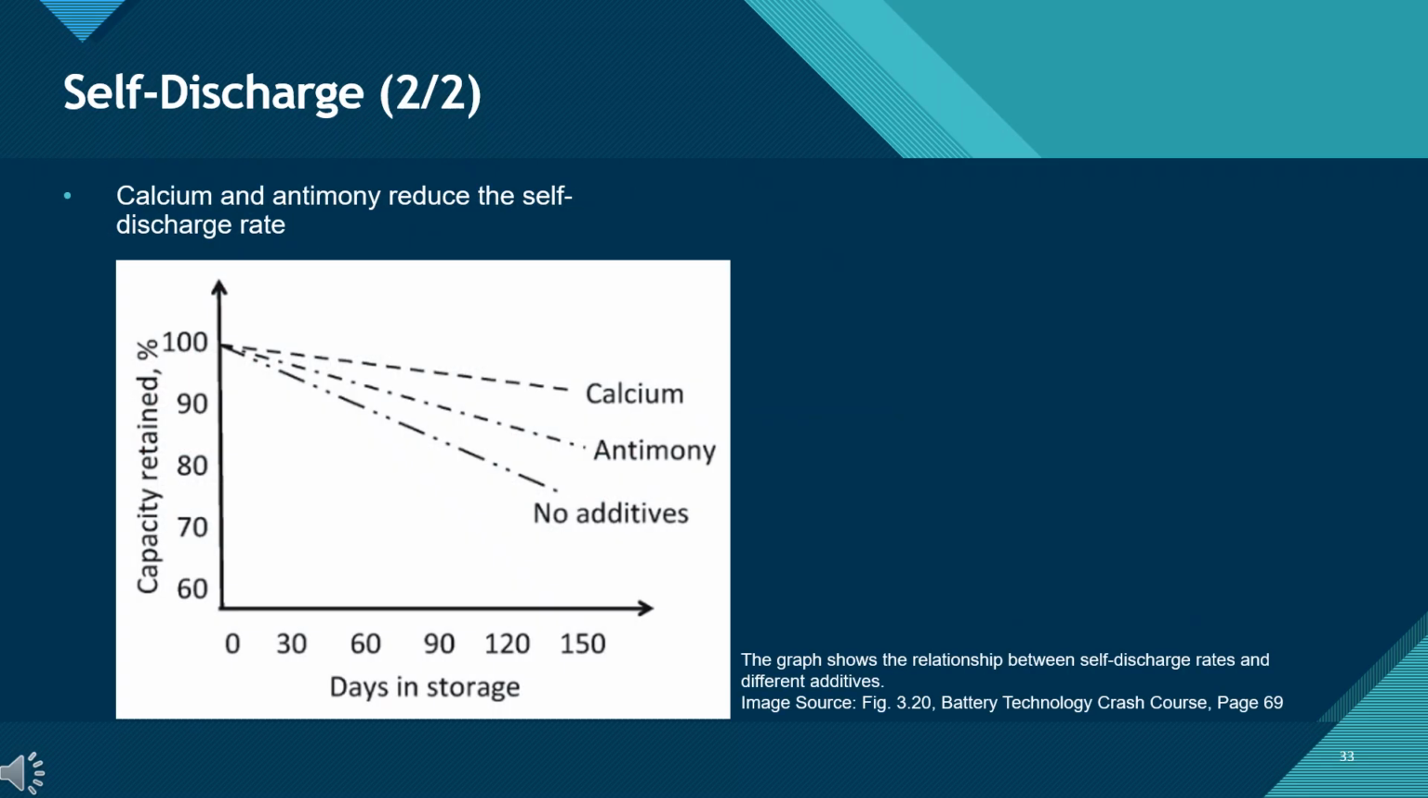In this slide about self-discharge, we see how additives like calcium and antimony can reduce self-discharge in lead-acid batteries. The graph compares different cases. Batteries without additives lose capacity faster over time, while those with antimony perform better, and those with calcium perform the best in slowing down self-discharge. This is why modern designs often use these additives to extend storage life.